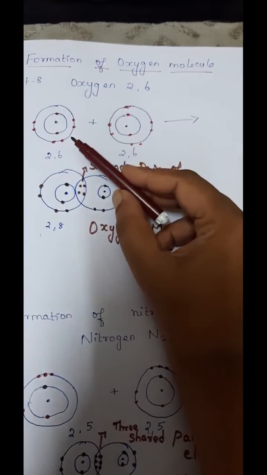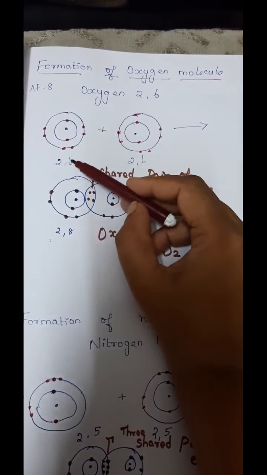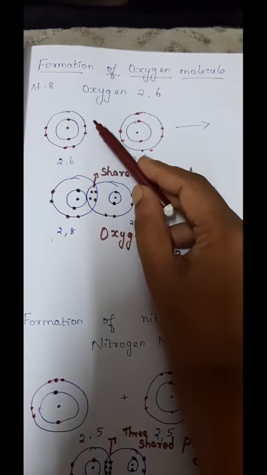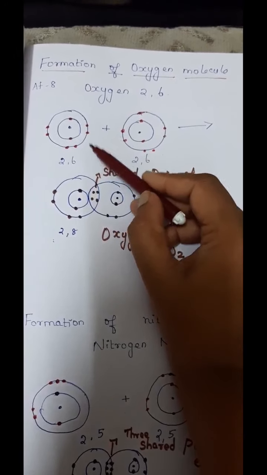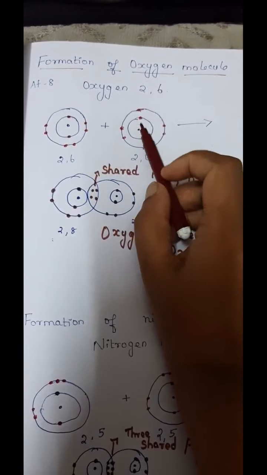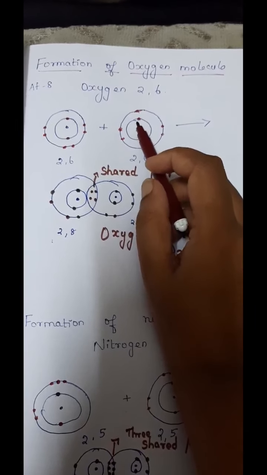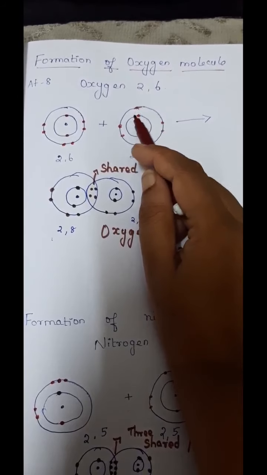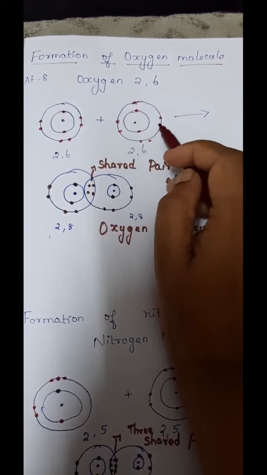Oxygen is having the atomic number 8. So 2, 6. First shell will be having 2 electrons, second shell will be having 6 electrons. So 1, 2, 3, 4, 5, 6. In the same way, on this side also, in the oxygen atom the first shell will be having 2 electrons, second shell will be having 6. 1, 2, 3, 4, 5, 6.